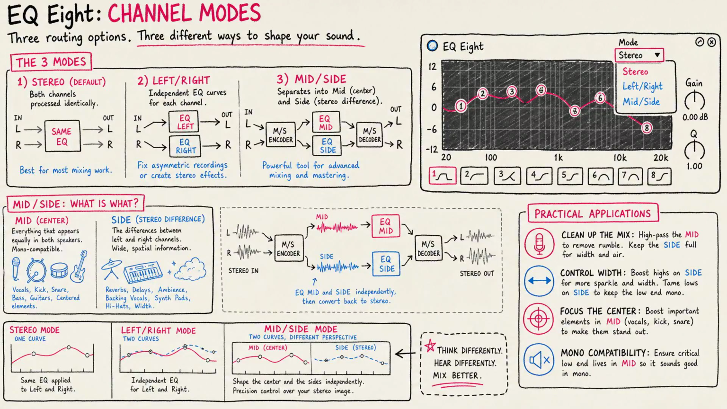Always check your MS processing in mono. Use a utility with the width control set to 0% to ensure you haven't created phase problems. The correlation meter should stay between 0 and +1. Negative values indicate phase issues that will cause problems on mono playback systems.